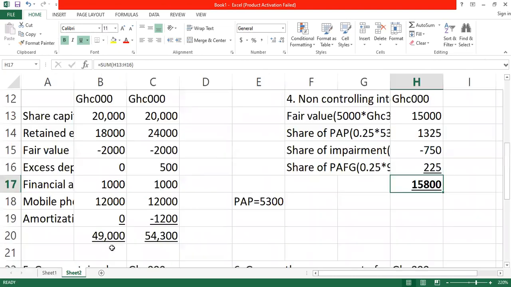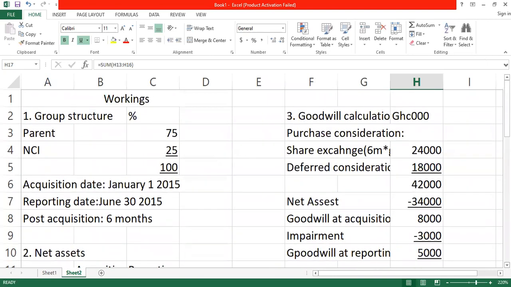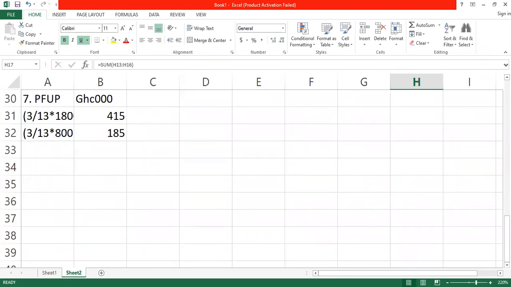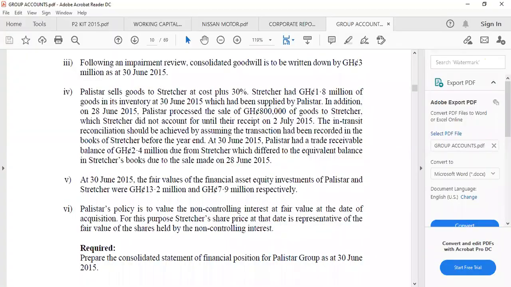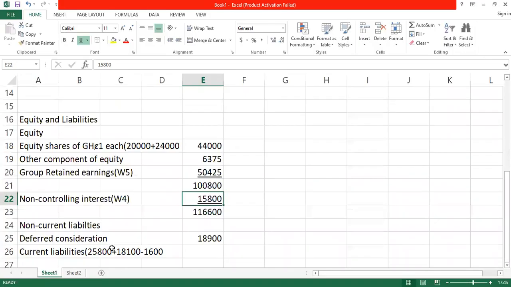Let's close the other ones. We have the goodwill already. We have the group structure. I'm sure that all the workings that we have, we have closed them. Okay, let's come to the addition of the rest now, the actual figures. Let's do the liability. 25,800 plus 18,100 minus 1,600. What are we getting?